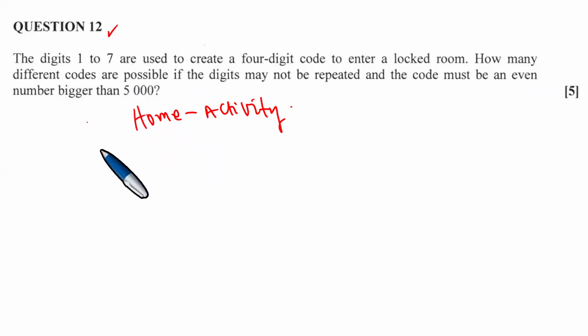It is question 12. The digits 1 to 7 are used to create a 4-digit code to enter a locked room. So remember, you are using the digits 1 to 7, as much as we used the digits 0 to 9 before, but the examiner is saying, hang on, please, guys, use the digits 1 to 7 to create a 4-digit code to enter a locked room. The room is locked, but you need to create a 4-digit code to enter this room. How many different codes are possible if the digits may not be repeated and the code must be an even number bigger than 5,000? And the marks are 5 for that question. It is your home activity.